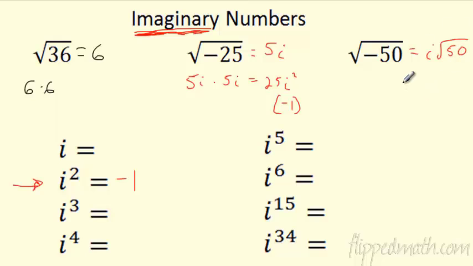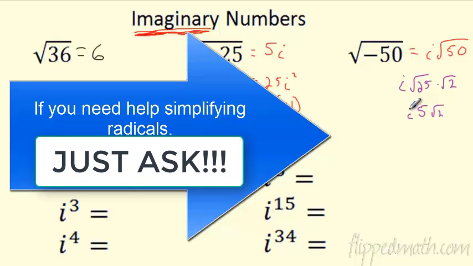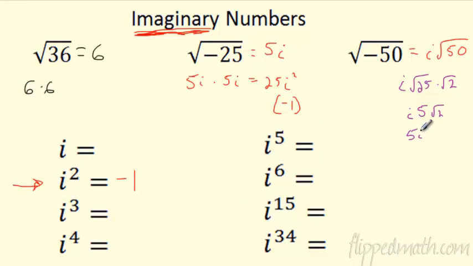So what does 50 break down into? It breaks down into 25 times 2. And why did I pick 25? Because what's the square root of 25? It is 5. So really, this turns into i5 radical 2. We don't write it like that. We always put the number first. So this is actually 5i radical 2. So we're going to spend some time simplifying these things. The square root of negative 50 is actually 5i radical 2. Awesome. Very good. So we're going to practice a bunch of those.